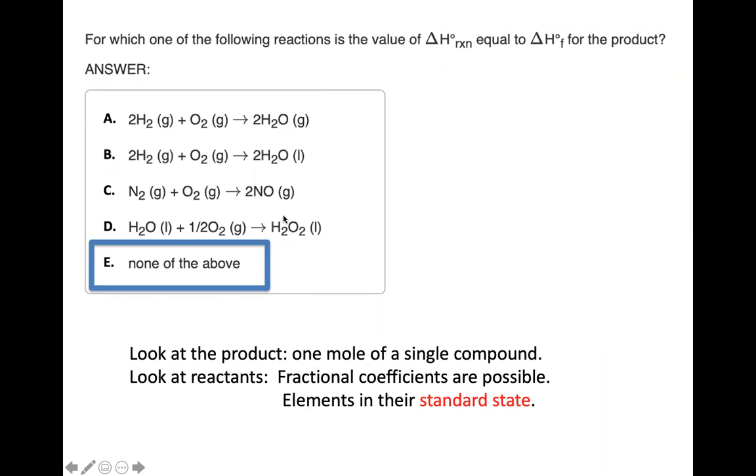Now, I've shown a few different ways that these questions can be posed. To solve them, it's the same process in all of them. We have 1 mole of a single compound being found as the product. Fractional coefficients are quite possible for the reactants, and we're going to be looking at the elements in their standard state. Now, this was one of the tasks, being able to identify the standard enthalpy of formation reaction.